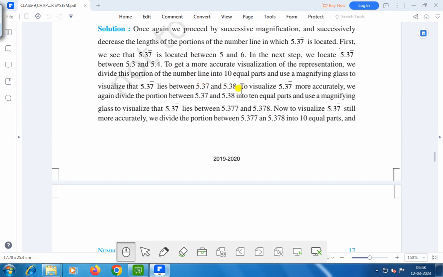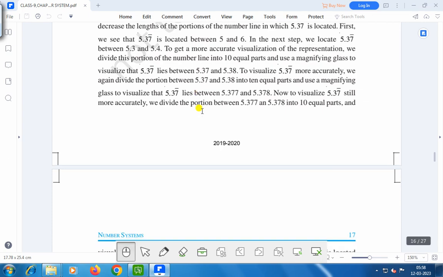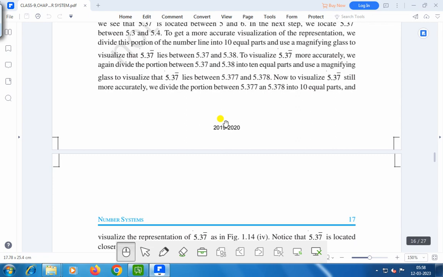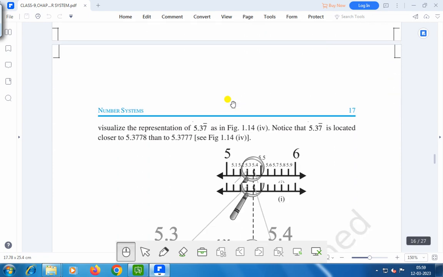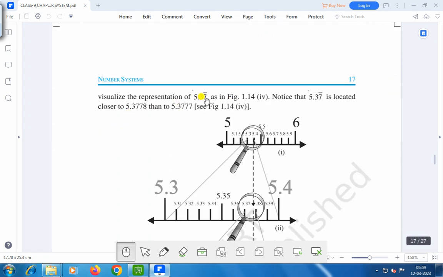To visualize 5.37 bar more accurately, we can again divide the portion between 5.37 and 5.38 into 10 equal parts and use a magnifying glass to visualize that 5.37 bar lies between 5.377 and 5.378. Now, to visualize it still more accurately, we divide the portion between 5.377 and 5.378 into 10 equal parts and visualize the representation of 5.37 bar as shown in figure 1.14.